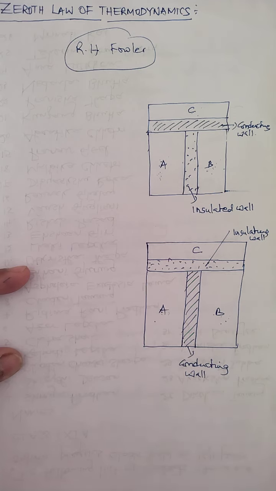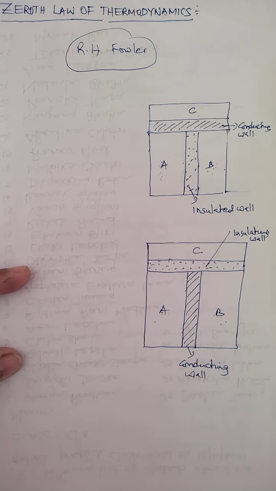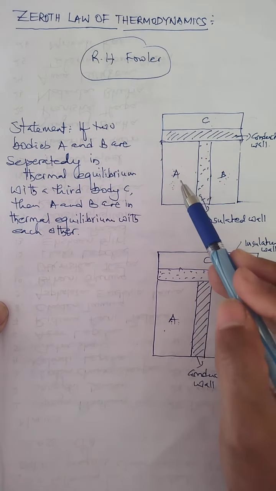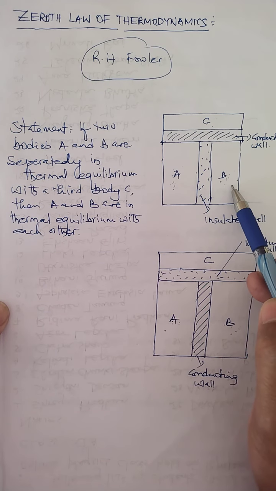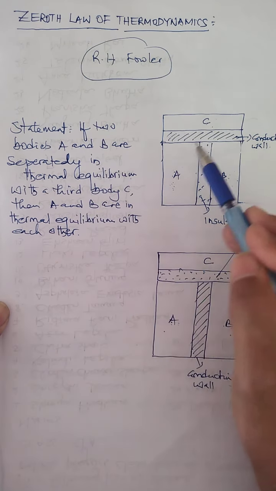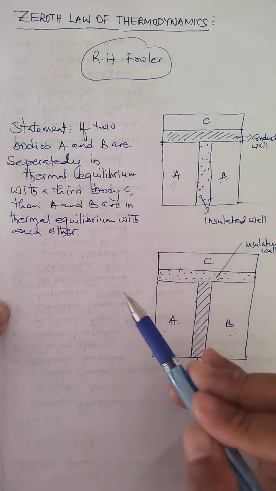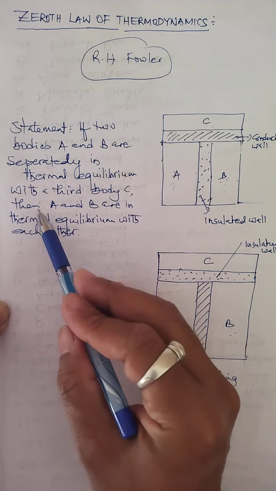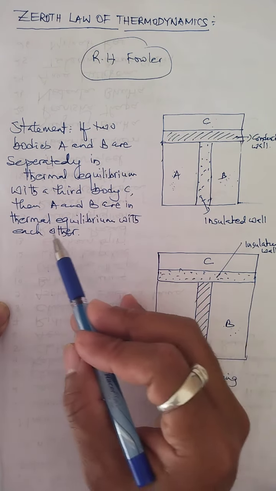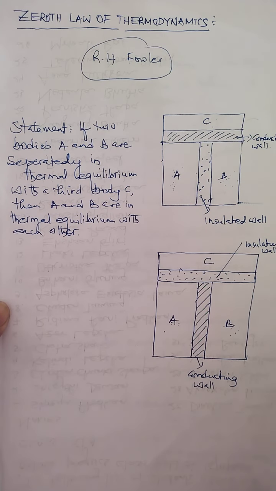So let me write the statement of zeroth law. The statement says that if two bodies, that is A and B, we can say a system of bodies, are separately in thermal equilibrium with a third body, what? C, then A and B are also in thermal equilibrium with each other.